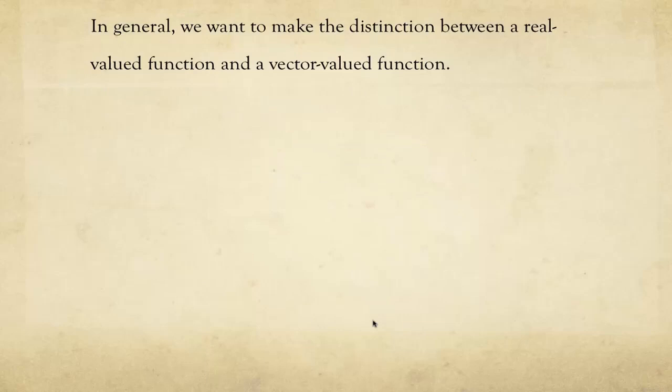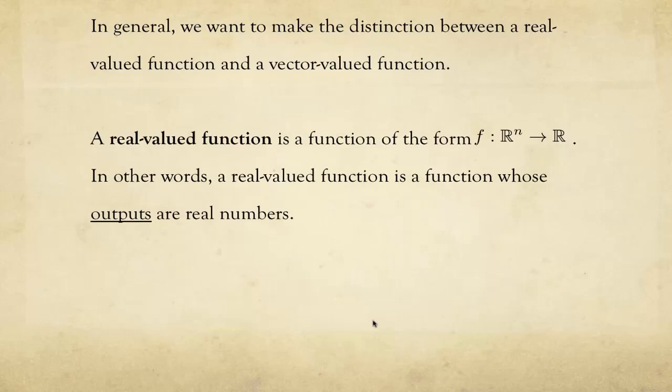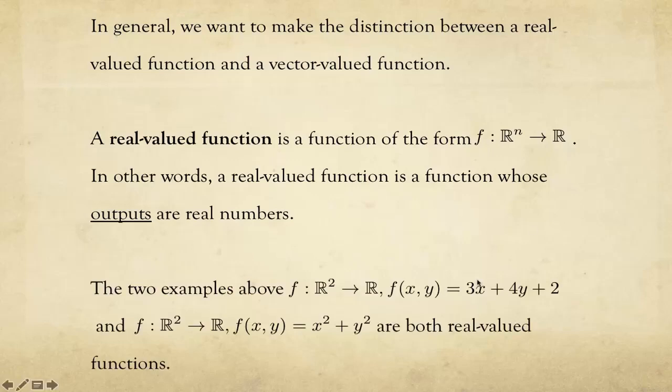In general, we want to make the distinction between real value function and vector value function. So a real value function is a function where the output is a real number. So it doesn't really matter what the input is. As long as the output is a real number, then this is a real value function. So for example, we saw this function earlier. Again, it doesn't matter that this is R squared, because the output is a real number, and this is a real value function. Similarly for this one, this is also a real value function.